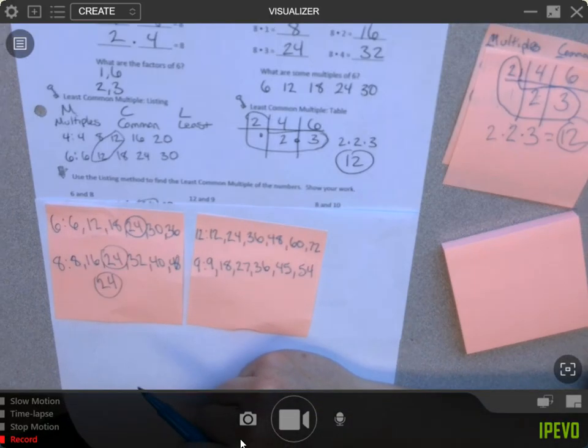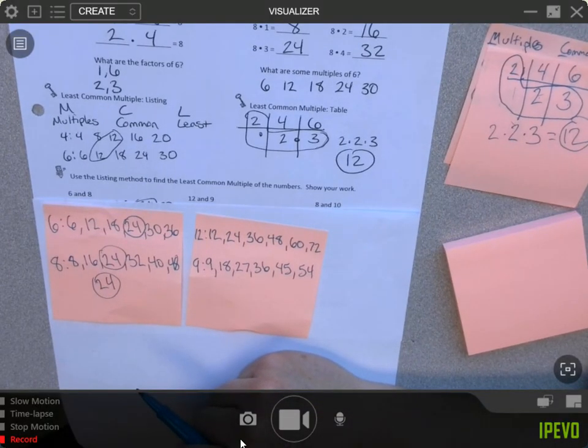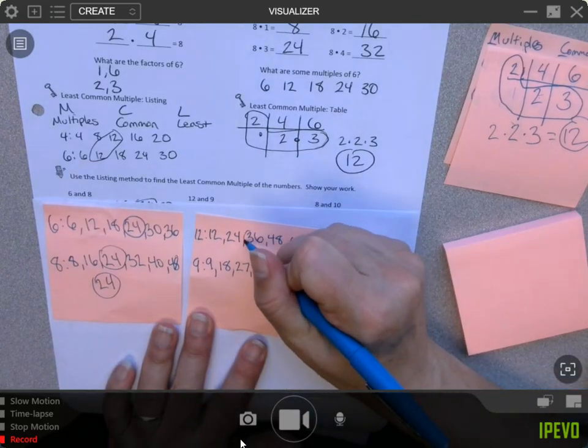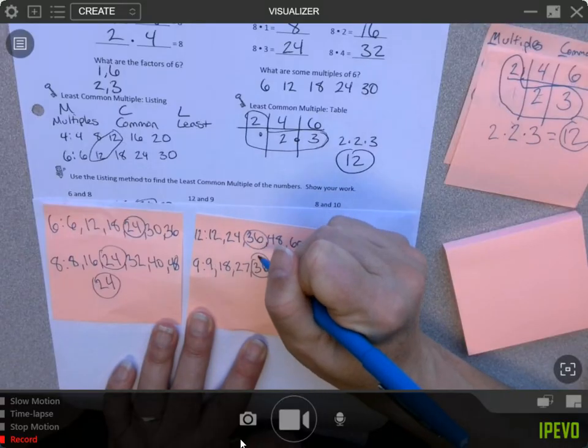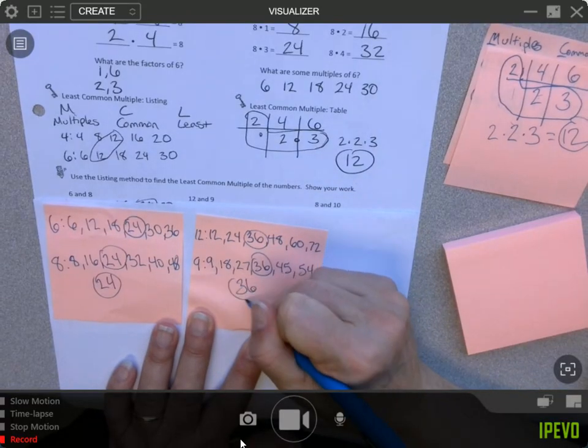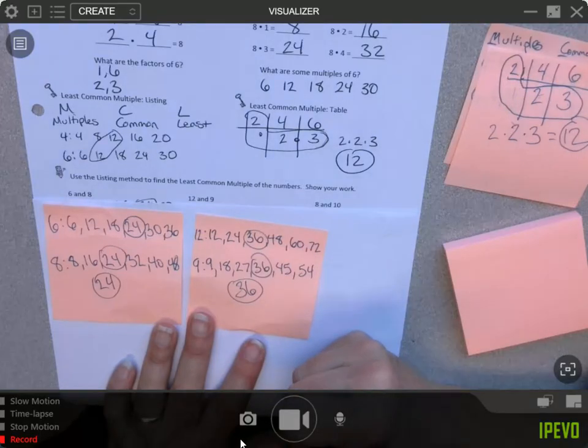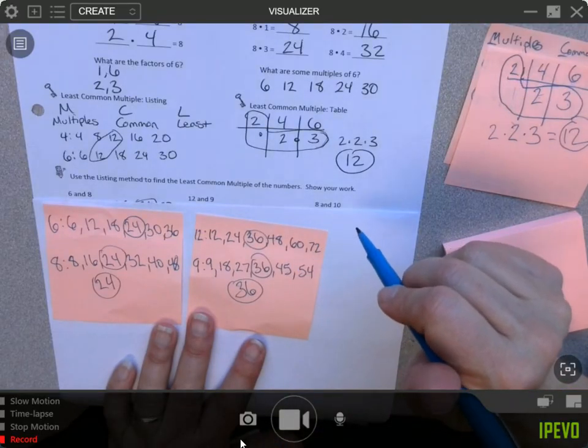I'm going to see if I have anything in common yet. Do you see any commons, Kylie? 36. They don't share anything smaller, so I know 36 is my least common multiple. You're going to do 8 and 10 by yourself.